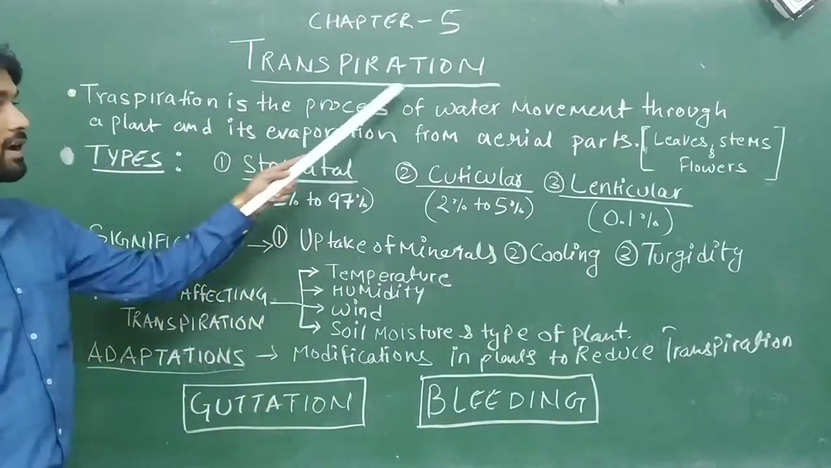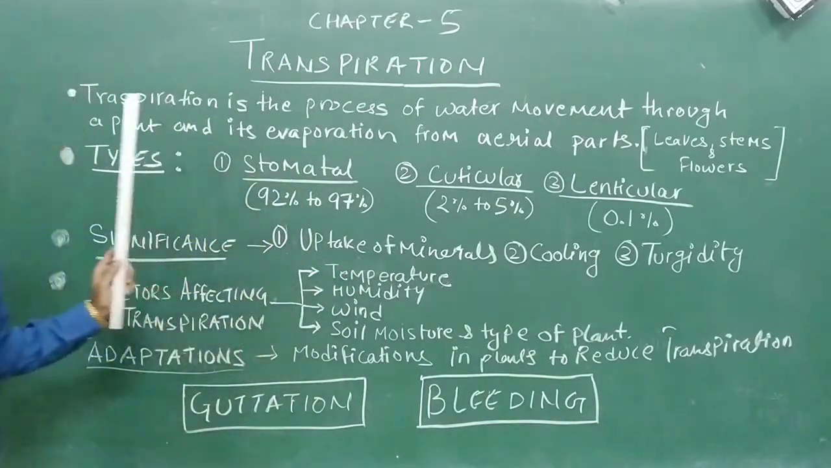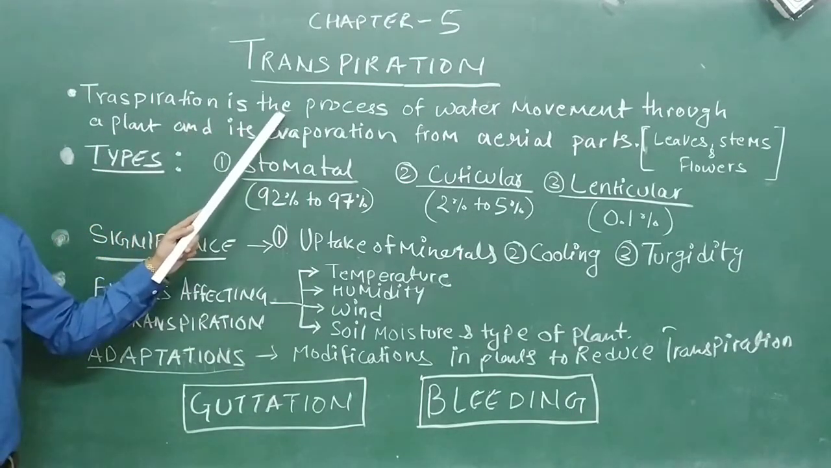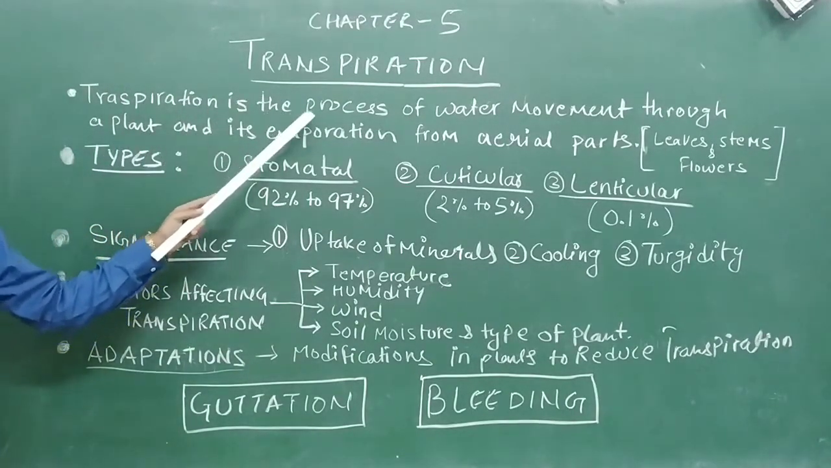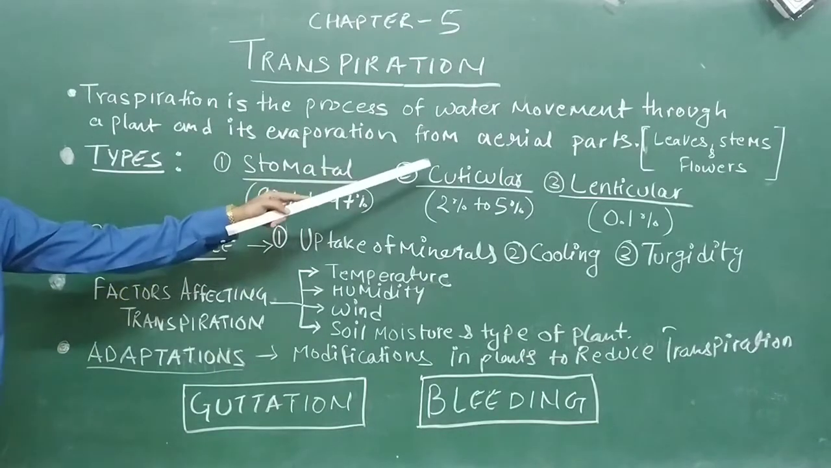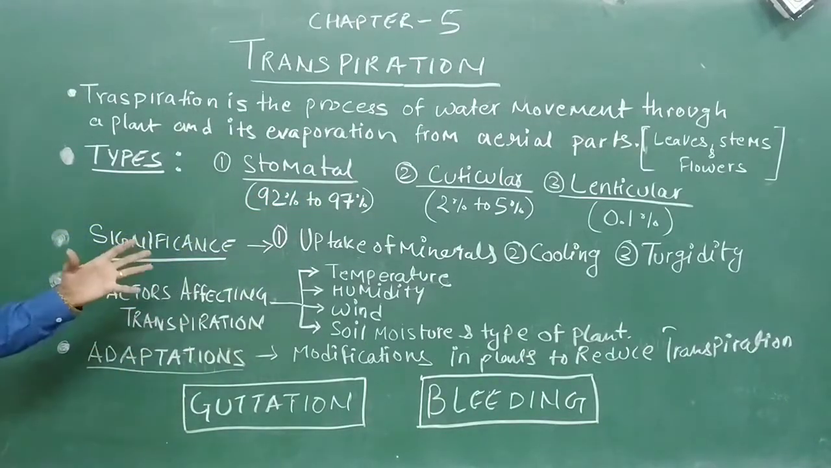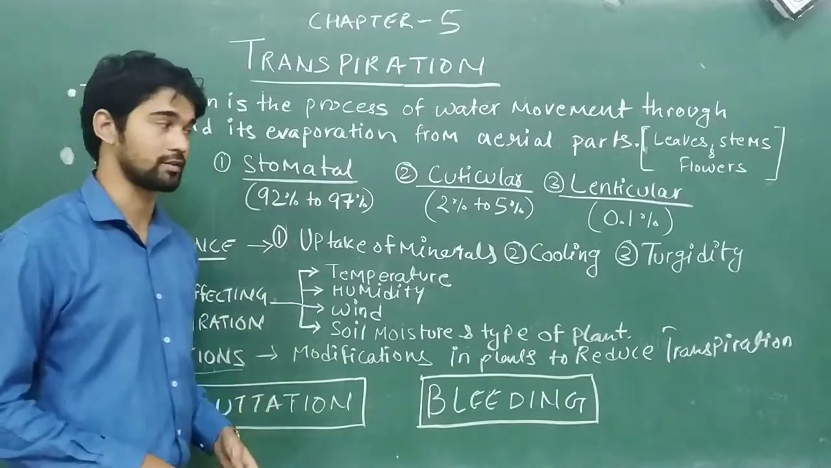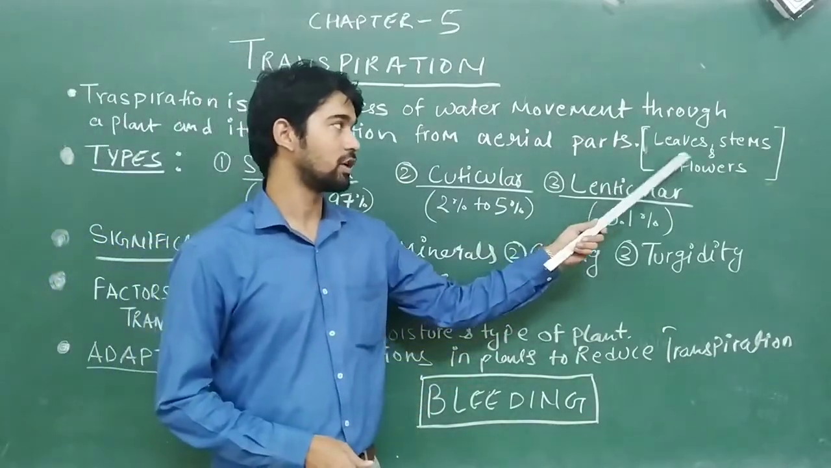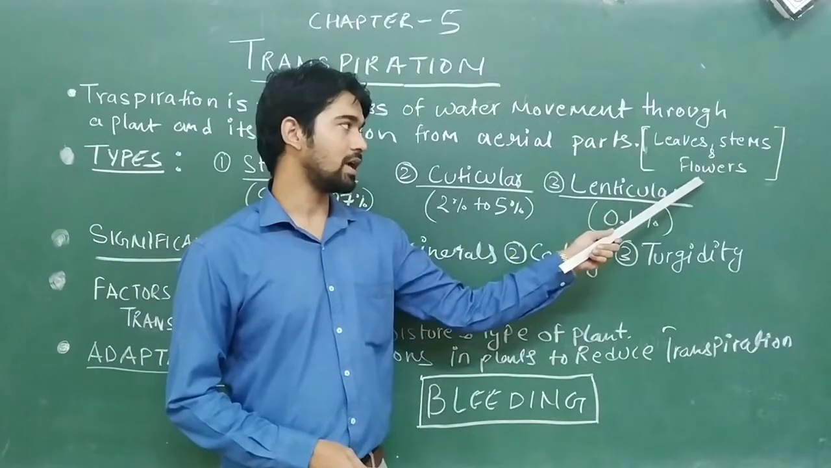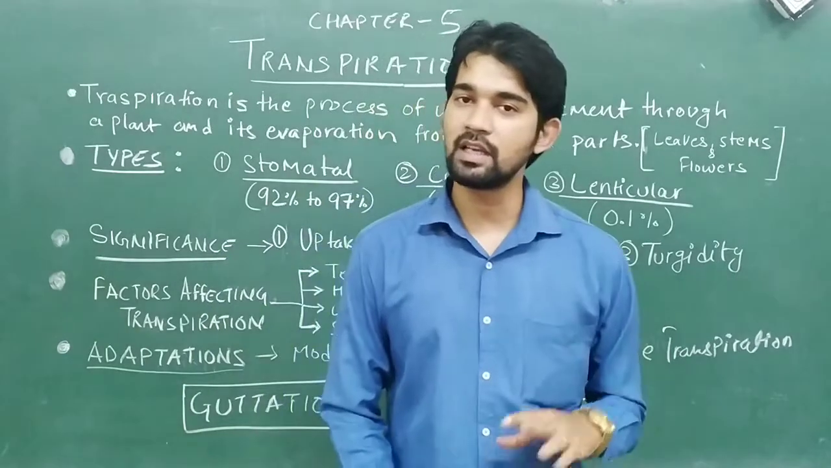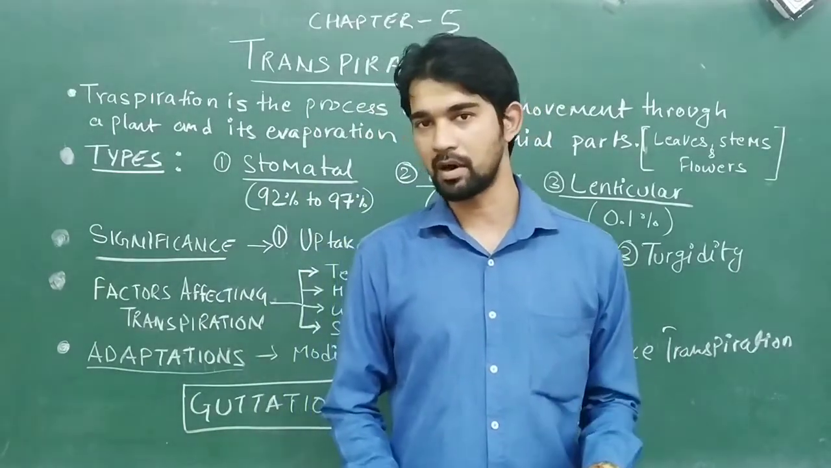So this factor, transpiration, is defined as the process of water movement through a plant and its evaporation from aerial parts such as leaves, stems and flowers. So transpiration basically is the loss of water from the aerial parts.